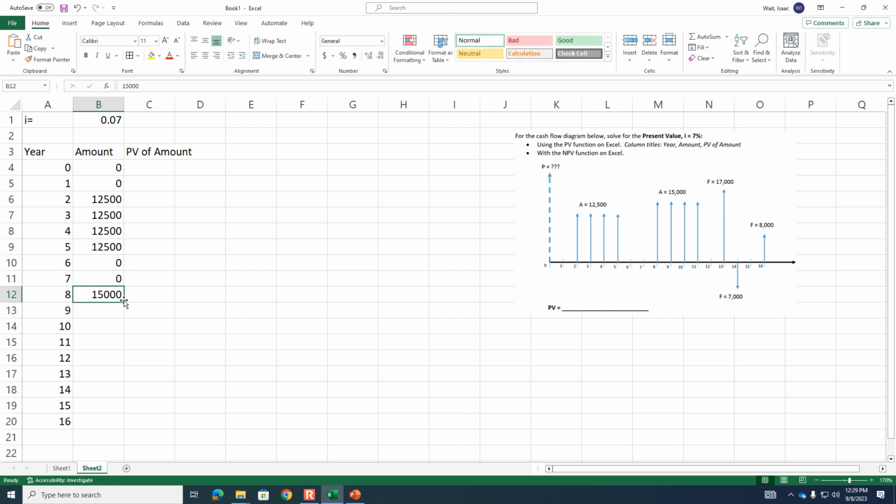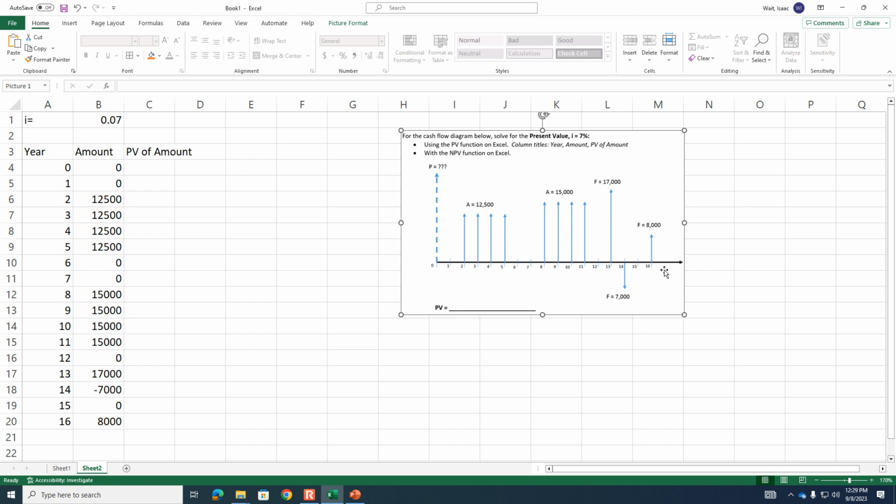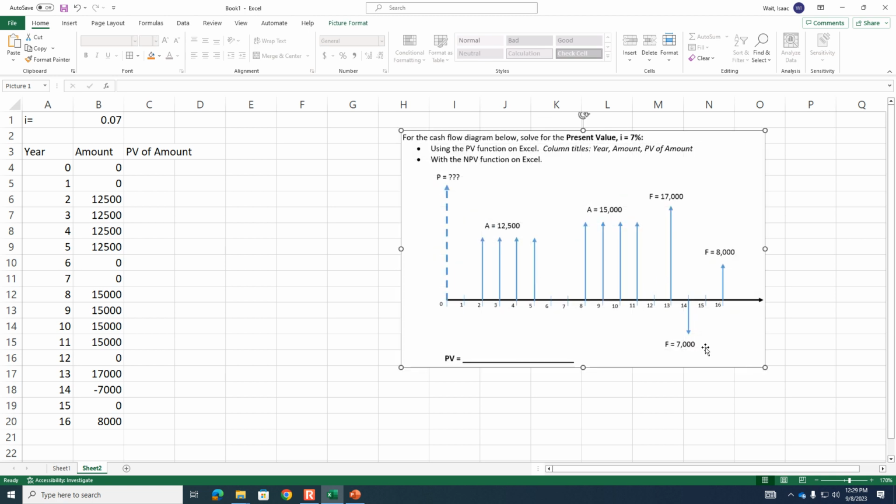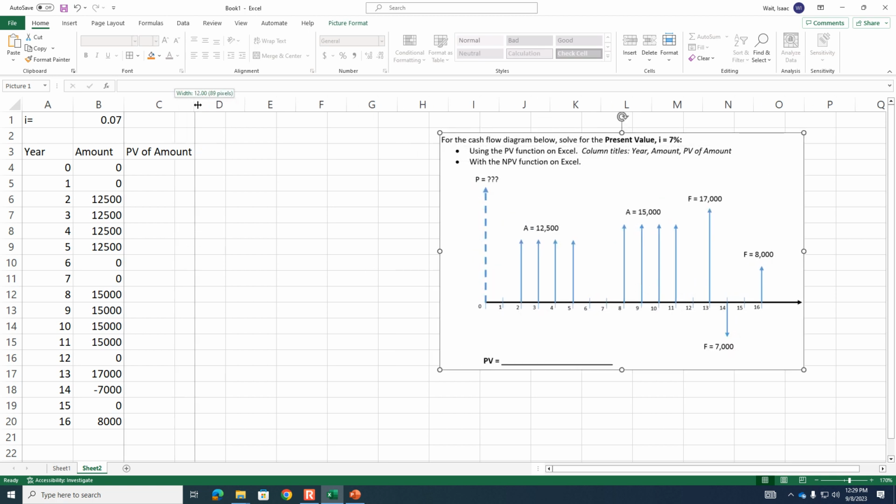And I can drag that down through 4 years. And then 0 for year 1, 2, 17,000, negative 7,000, 0, and 8,000. Okay, so I translated the cash flow diagram into a cash flow table. Now comes the tricky part.